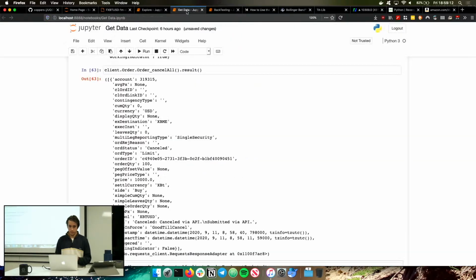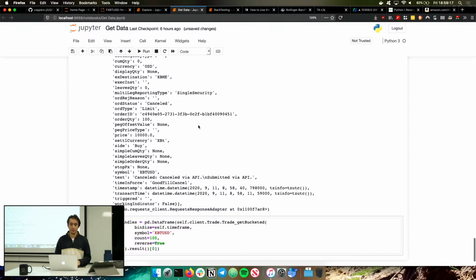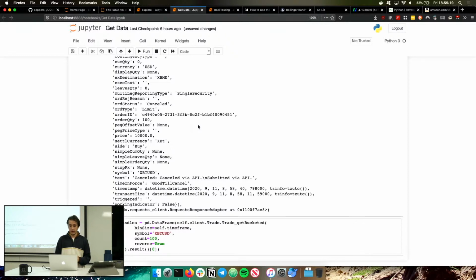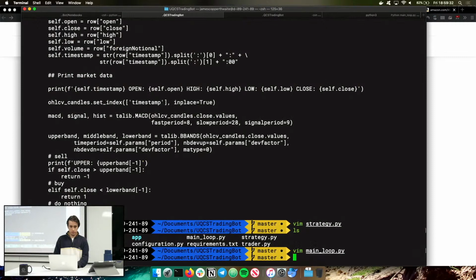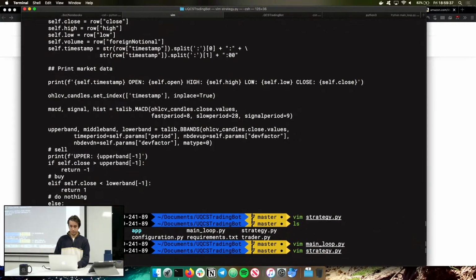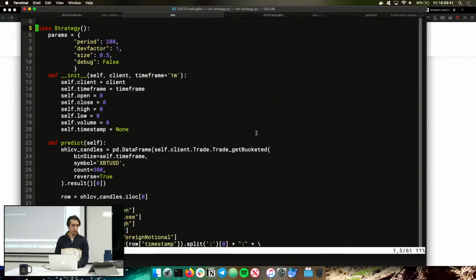All right, so this will sort of give us the idea: we can get the information, we can execute a trade, we can cancel the trade. So let's go back to the bot. Let's have a look in strategy. Looks very similar to the code that we had before.